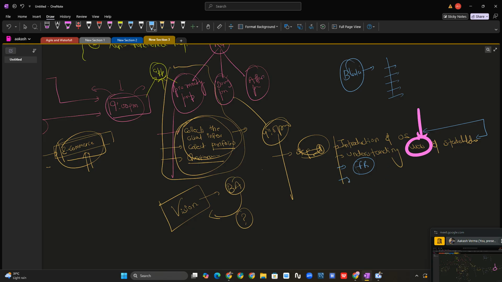Point number 4 is related to the NFR. NFR is non-functional requirement. Non-functional requirement is related to how the system should perform. How the system should perform, how it will do it.